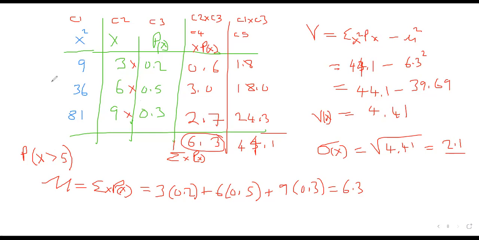Then to get the variance, we square our x. So 3 squared 9, 6 squared 36, 9 squared 81. Then you multiply this one times probability. This one times that one is 1.8. 36 times 0.5, 18. 81 times 0.3, 24.3. When you total up, this is not the variance, no. Summation of x squared times probability of x. So this one, you subtract the square of the mean. So 44.1 minus 6.3 squared, we get 4.41. And the square root of 4.41 is 2.1, which is our standard deviation.